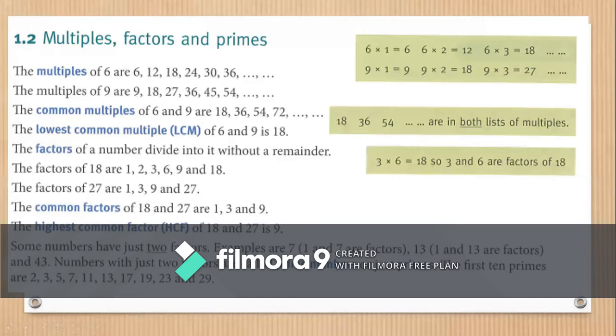Like 13 and 7, they have only two factors: 1 and 7, 1 and 13. And 43 as well. They have two factors, and they are called prime numbers or primes. If you want to write a number, you put S here.